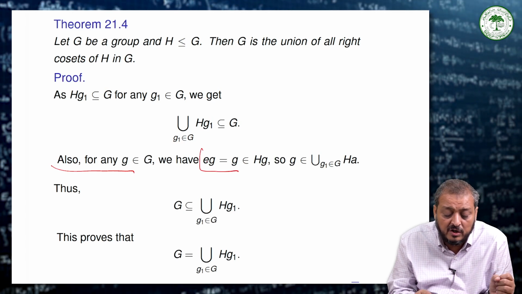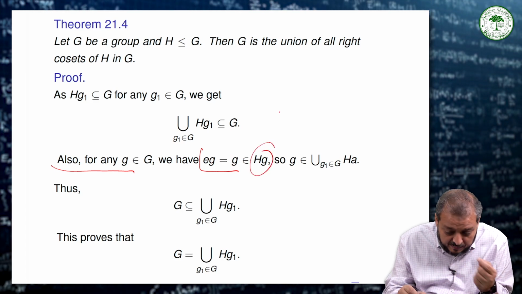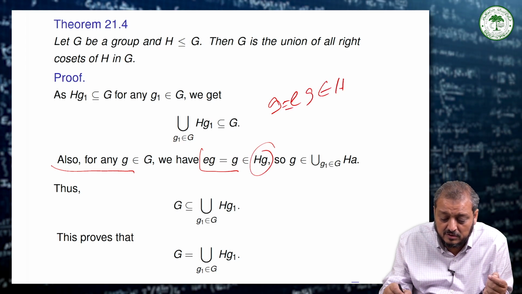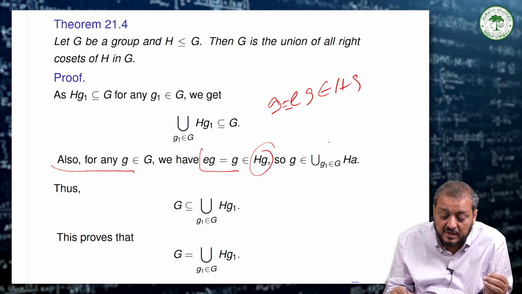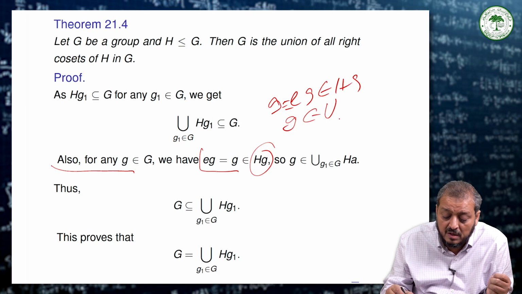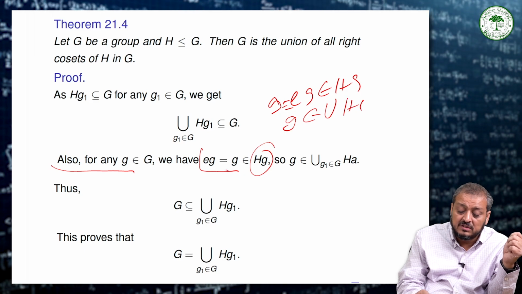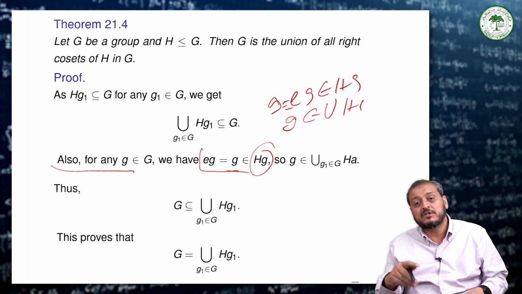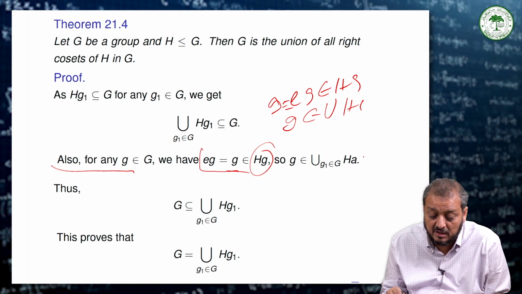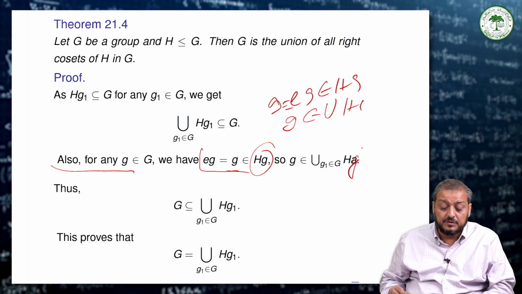Now, any g can be written as eg, the identity times g, and the identity times g is g, and this is an element of Hg. So we can say that g can be written as eg and is an element of Hg. So g is an element of the union of all Hg1. If g is an element of Hg, then g must be a member of the union of all g1 belonging to G of Hg1. So this is Hg, sorry, not a. Okay, it is Hg.